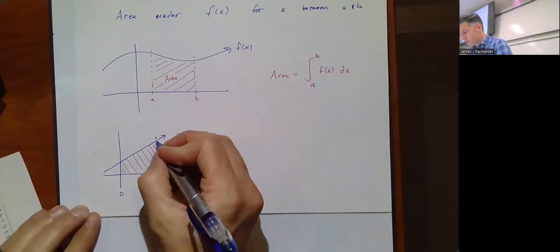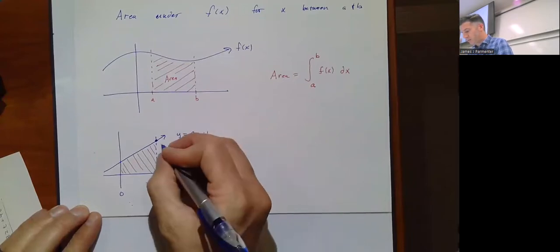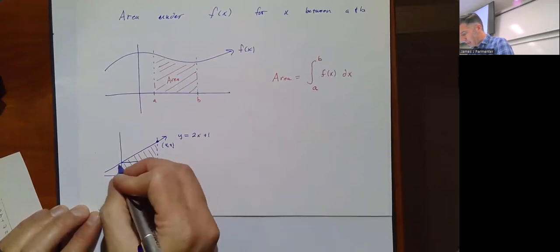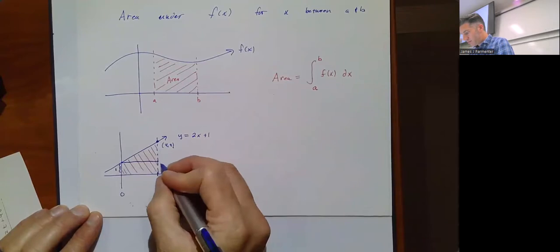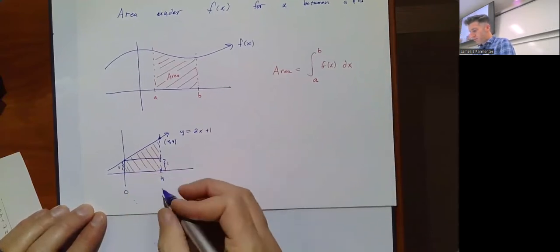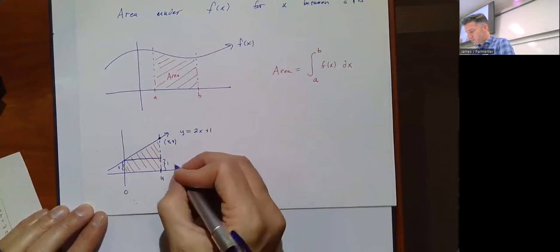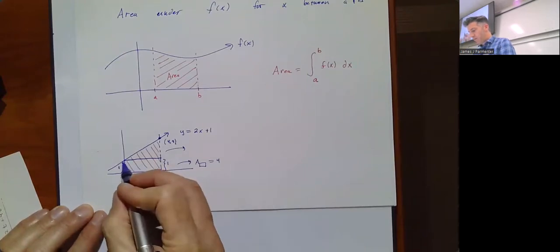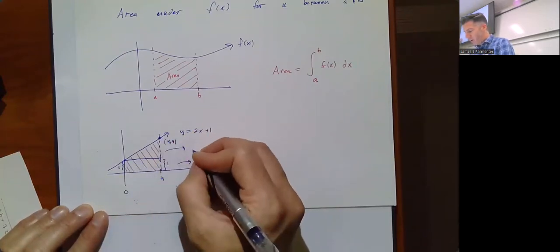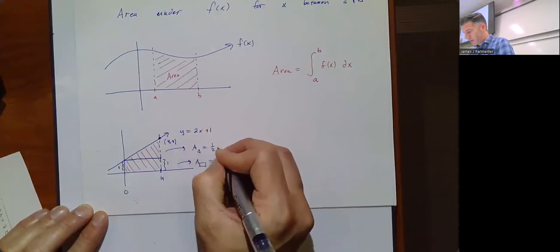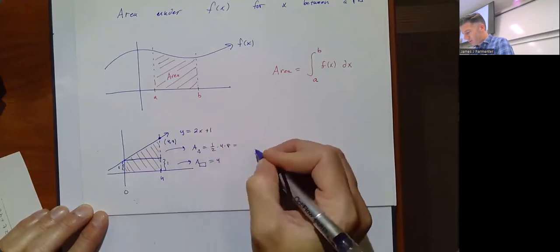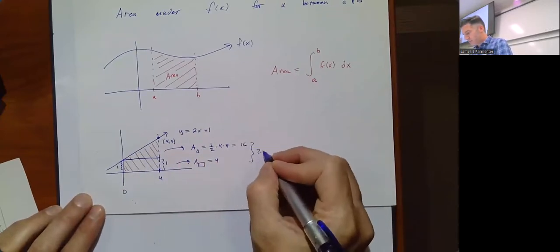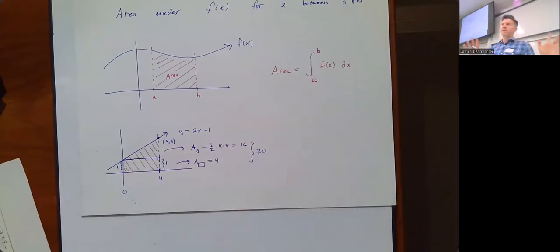If I plug in 4, 2 times 4 plus 1 is 9. If I break this up right here, this has a height of 1, so this rectangle has an area of 4 by 1. And this triangle is 4 wide, 8 high, so it's 1/2 times the base times the height, which is going to be 16. So in total, this red area is 20. That's one way we could find the area, because it's a shape we know.